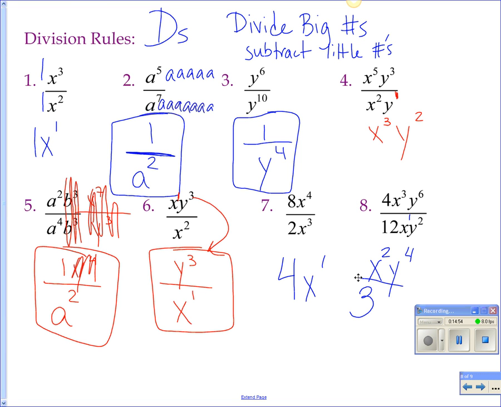It's optional. It's kind of like that one. You don't have to put it. Okay. In your answer, you don't have to put it. You do have to put it in the problem.